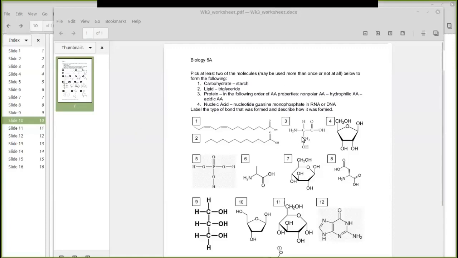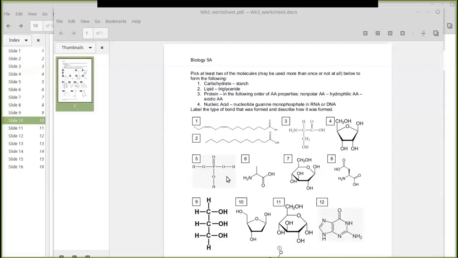So does this fit the bill? Number 3? Amino group, central carbon, and then your carboxyl group. And then you have an R group over here, correct? So this would be an amino acid. What about 4? Amino acid or not amino acid? Nope. What about 5?